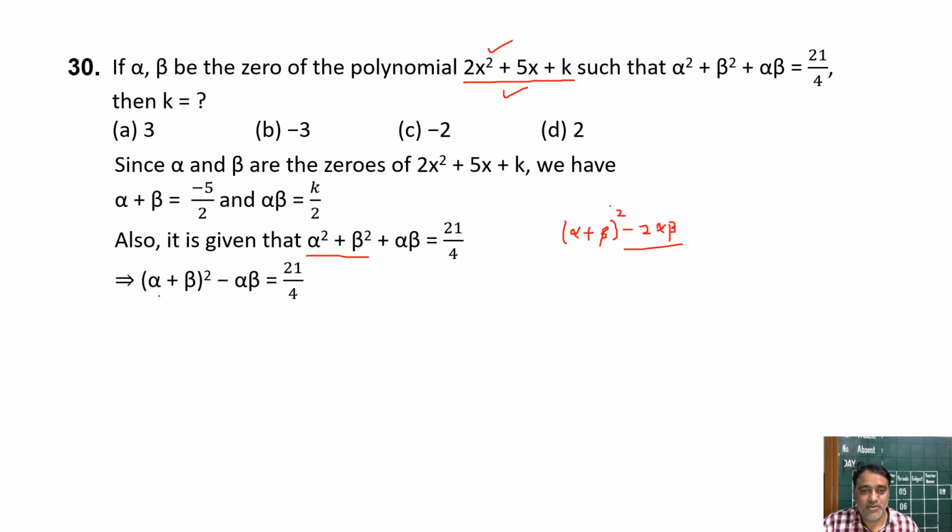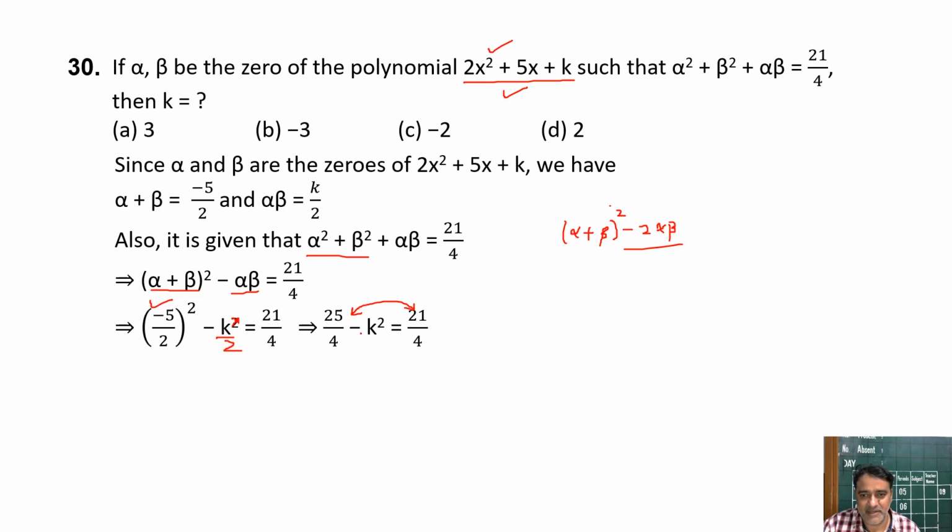Yes, sir. Okay, so now we will substitute alpha plus beta, that is minus 5 by 2, and here k by 2. Substituted. So this will become 25 by 4, right, minus k by 2 is equal to 21 by 4. Interchange these two. So 21 by 4 will come here and become minus. Sorry, this is not k square, this is k by 2. So minus k by 2 will go to the other side and become plus k by 2, and 21 by 4 will go to the left side and become minus. This step is clear? Yes, sir.